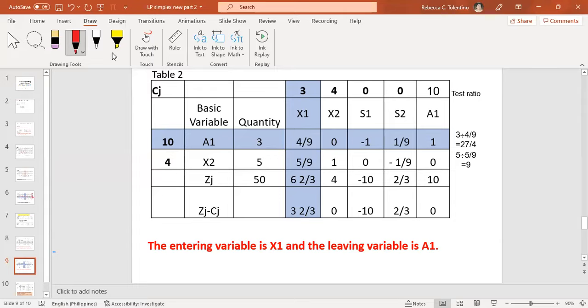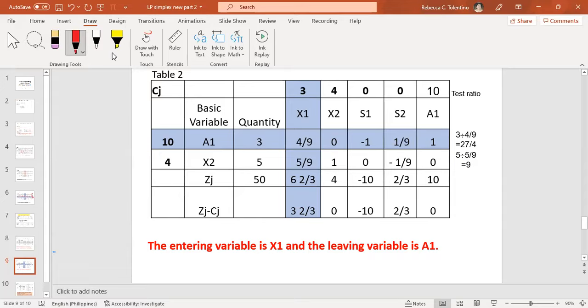So ito na ngayon yung ating entering variable. This is for table 3. Okay, why did we highlight A1? Kasi in the test ratio, when we divided 3 by 4 over 9, we got 27 over 4. And when 5 is divided by 5 over 9, we got 9. So 27 over 4 is less than 9. So we highlighted A1. So this is our pivot column.